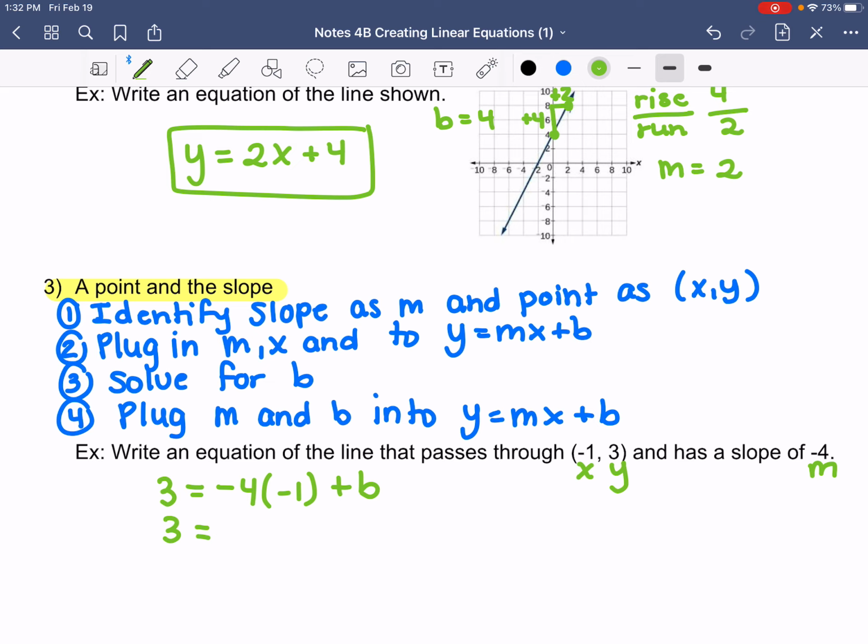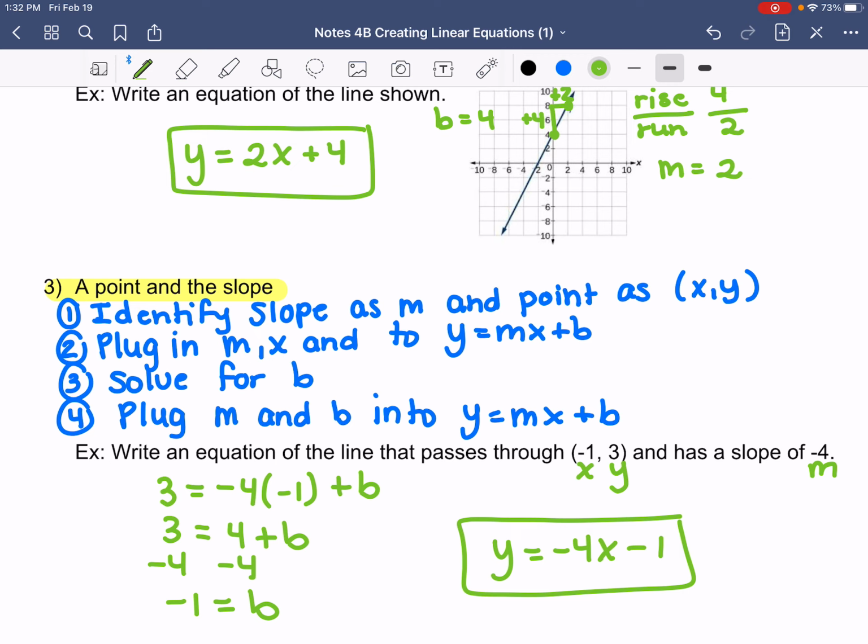So -4 times -1 is 4. And then to get b by itself, I'm going to subtract 4 on both sides. So I get b is equal to -1. That's not my answer though. My answer is the equation y equals m, which is -4, x plus b. But it's a minus, so it would be -1. So again, I just went ahead and used my m, my x, and my y. I plugged them in for these 3 things and then just solved for the missing piece b. And then once I had it, I just plugged it in like we did the first problem.